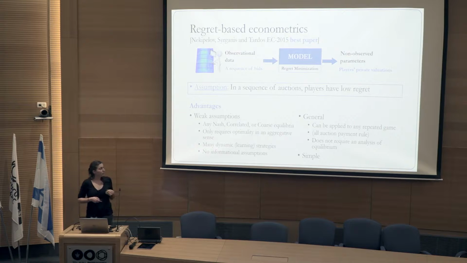And the second important point is that notice that this method is general. It can be applied to any repeated game. In particular, it can be applied to any auction rule. So if we get a new auction, we don't need to solve for the specific equilibrium for that new auction. Instead, just the same procedure is going to work. And like we saw, the method is really simple. It doesn't have many details.